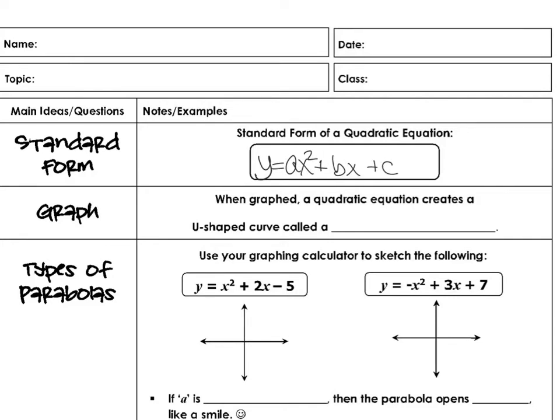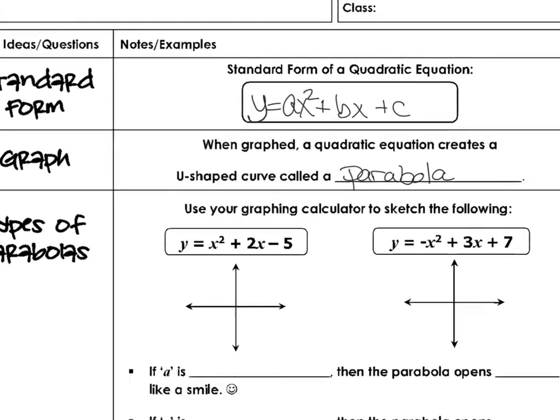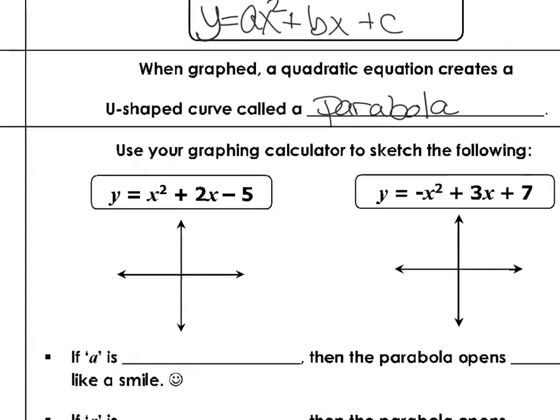All right, so when graphed, a quadratic equation creates a U-shape. Remember when we were looking at functions, we looked at the different types of shapes of graphs? Well, a quadratic is a U-shape, or like a horseshoe, and they call it a parabola. If you remember, I mentioned that back in functions, but in this unit, it's where you need to know it. It's the shape of a quadratic graph. It's called a parabola.